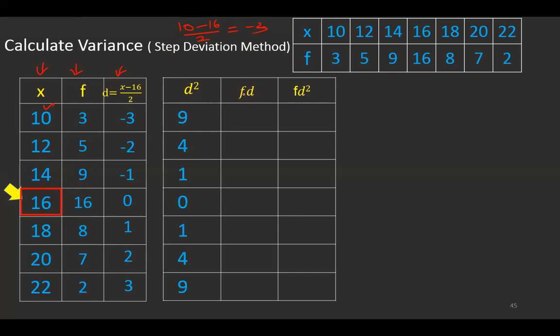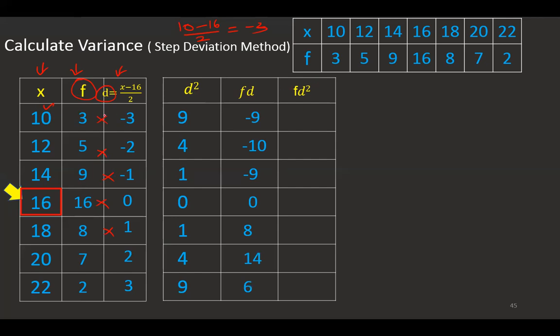So now I'm going to multiply f and d. So f is here and d is here. These two things I'm multiplying and writing it here. Now 3 into minus 3 is minus 9 here. Here minus 10. Then 9 into minus 1 will give you minus 9. Now this is 0. This is 8. This is 14, this is 6.